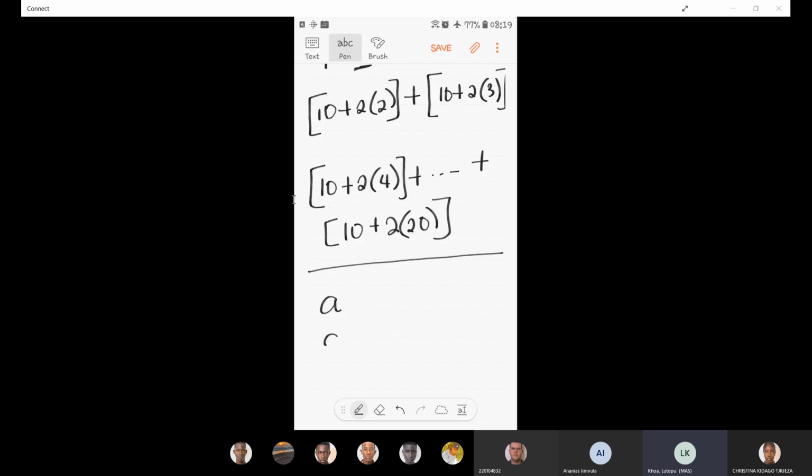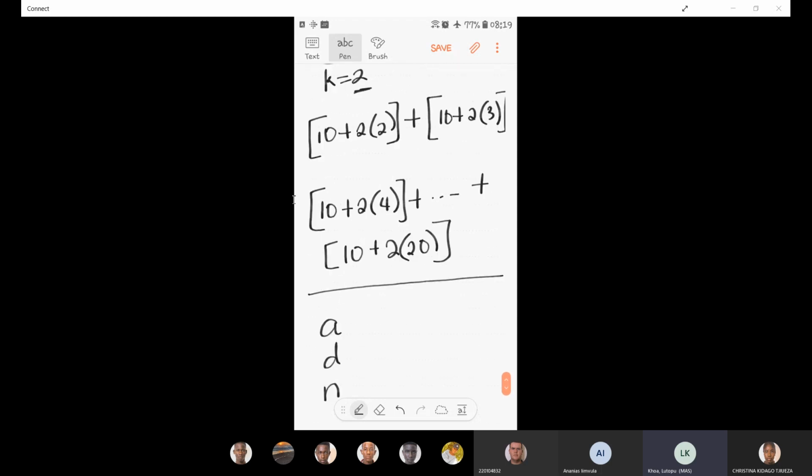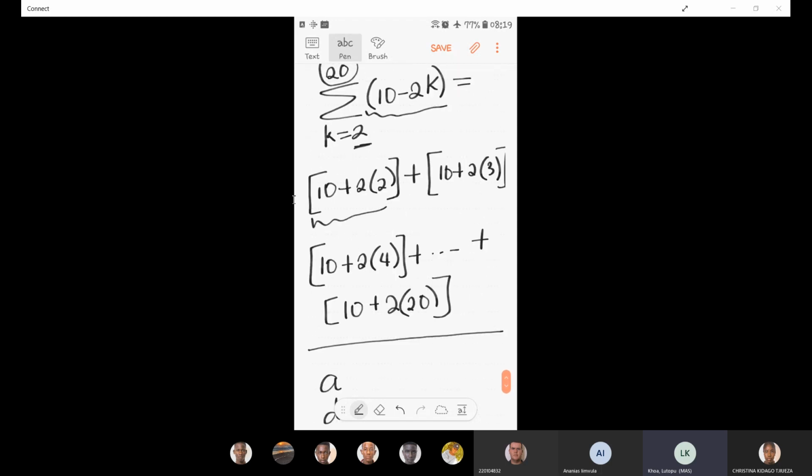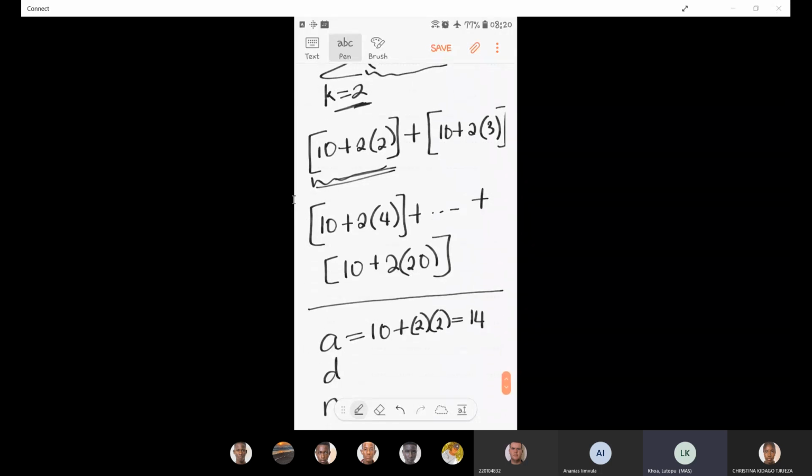You need to know what your D is, and then you need to know how many terms you have in the sequence. Now, if I look at this, my A will be this term here when K is equal to 2, because I listed them and it was the first one. So this is just 10 plus 2 times 2, which is equal to 14. And now D, I can work out the second term here. This one will give me 16, and this will give me 14.